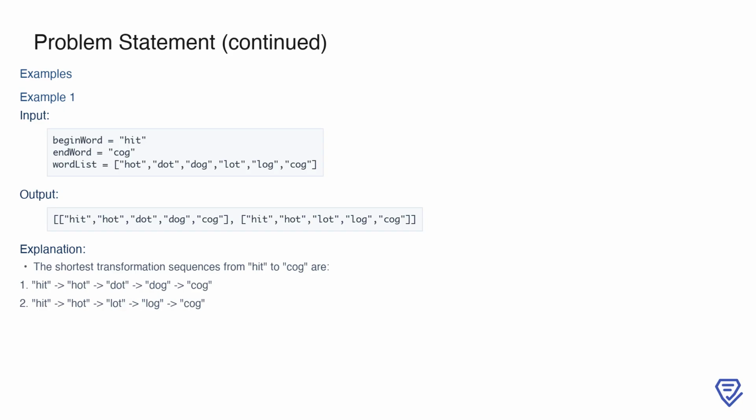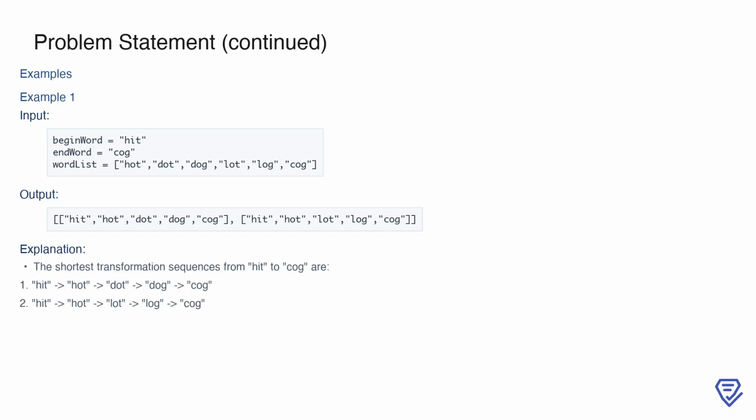Suppose the beginWord is hit, the endWord is cog, and the wordList contains hot, dot, dog, lot, log, cog. The output in this case will be two valid transformation sequences: hit, hot, dot, dog, cog, and hit, hot, lot, log, cog. Here's why these sequences are valid.